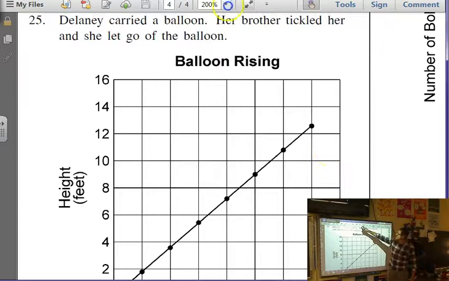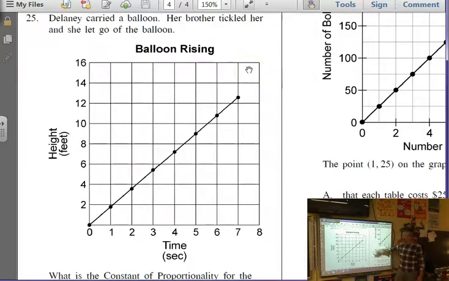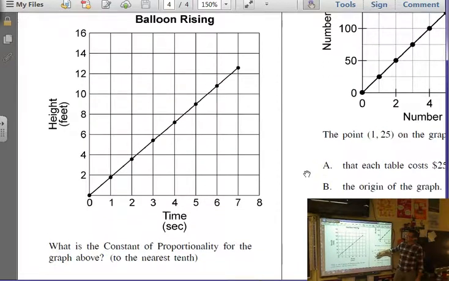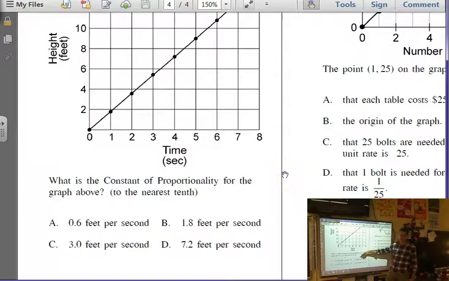For this graph, we see Delaney carried a balloon, her brother tickled, and she let it go. Look at the axis values. We have the height of the balloon compared to how long it's been traveling. So we're asked what is the constant of proportionality, and we talked about the constant of proportionality is also your unit rate. Your unit rate is always when the x value equals 1. So let's find out what this y value is.